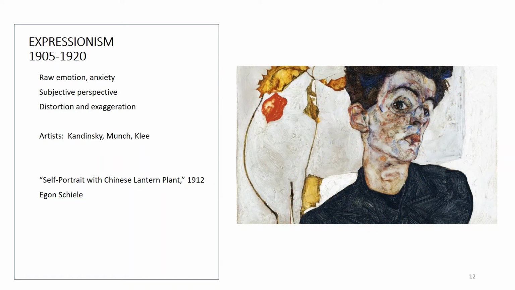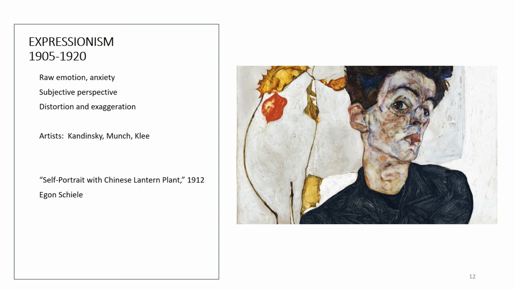Now we have Expressionism. This runs from 1905 to 1920, and this is all about the raw emotion of the artist, the anxiety, the depression, the feelings of anxiety that society is going through right now because World War I is about to happen and everybody knows it. It's a much more subjective perspective, definitely not an objective approach. The way that these artists are portraying themselves.